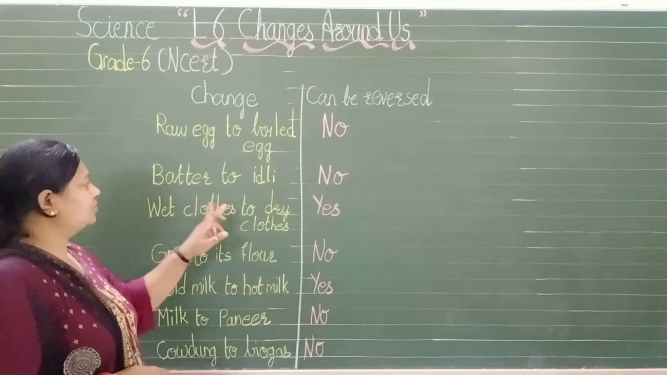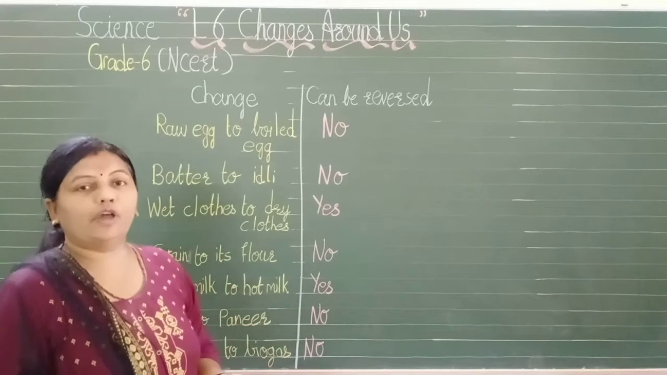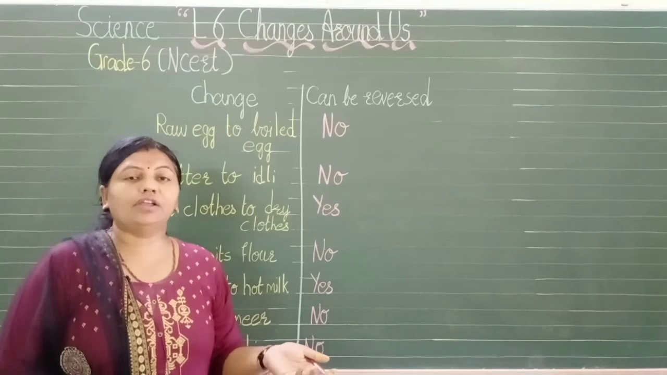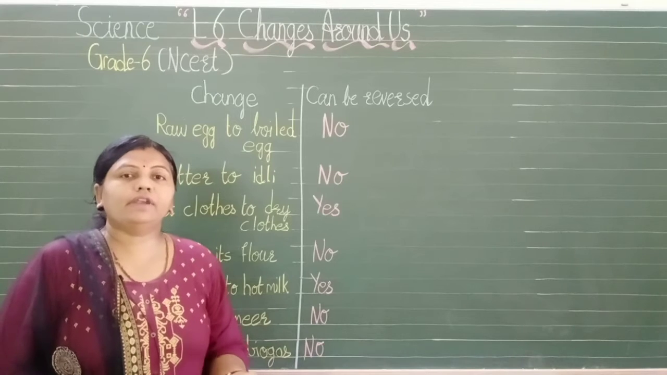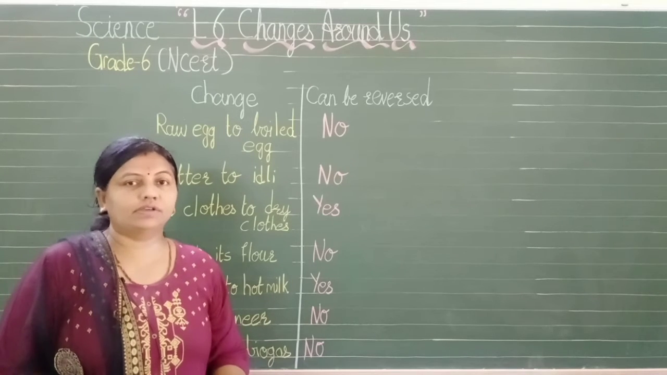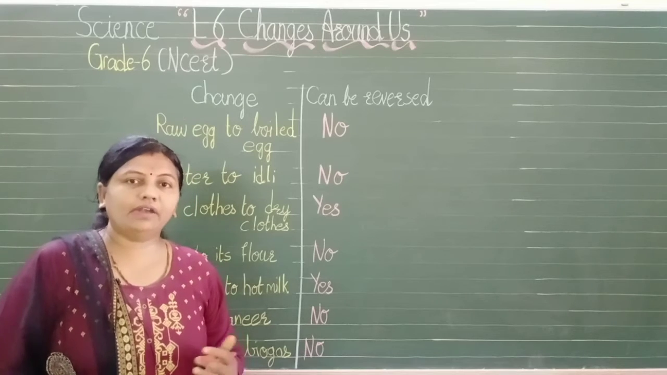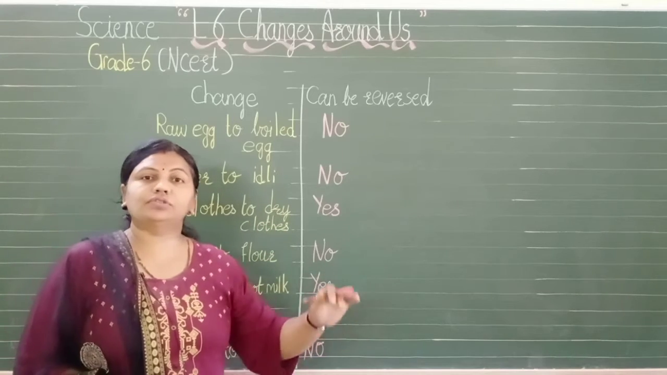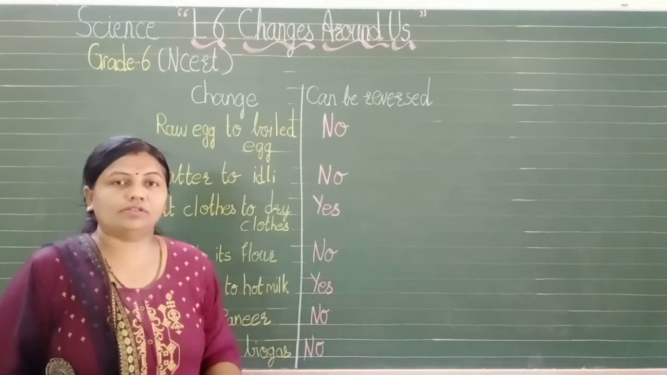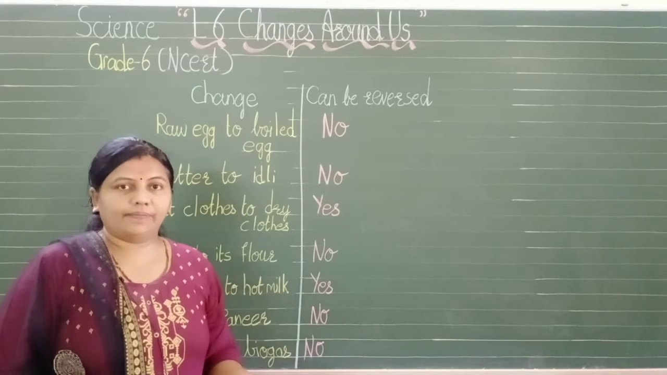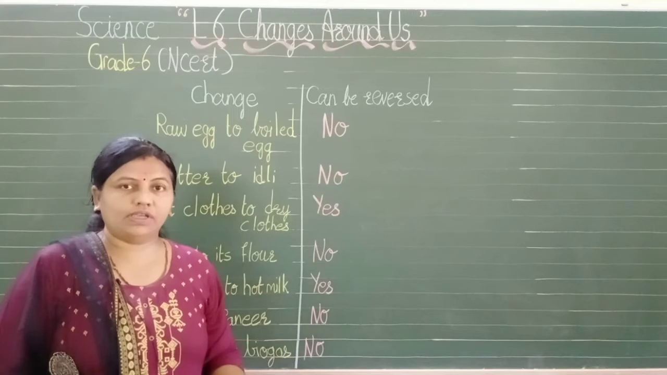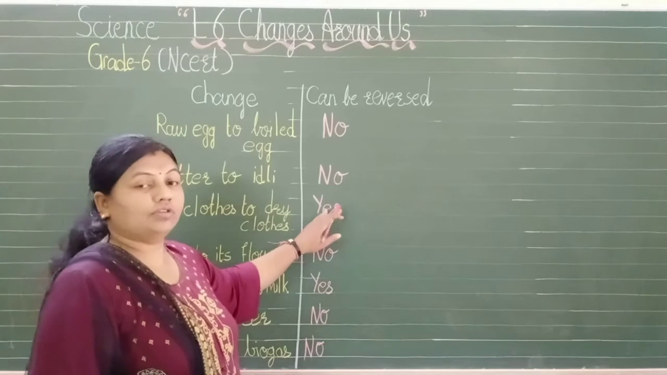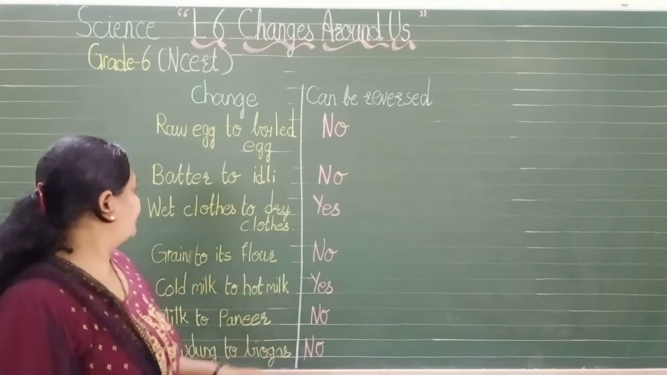Again, wet clothes to dry clothes. Yes, especially in monsoon you have experience, isn't it? When you go out, sometimes you get wet, then again your clothes will become dry. Even at your home, regularly when clothes are washed, they will become dry again and we can wear them. So wet clothes to dry clothes, and again dry clothes to wet clothes. Again, dry clothes we can make wet by adding water or by washing, isn't it? And again they can be dry. So it is reversible. So it will fall under the reversible change.